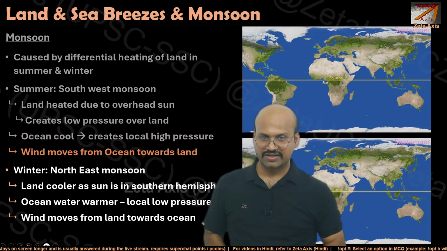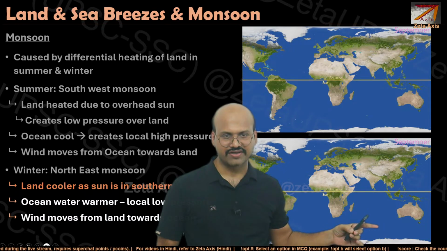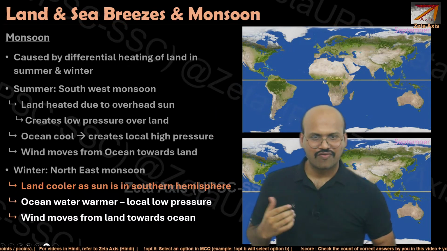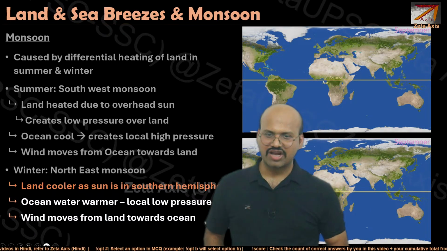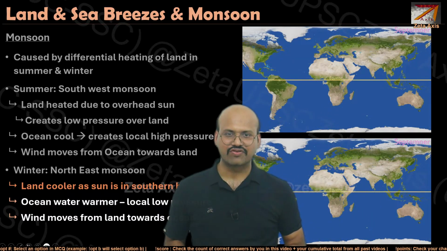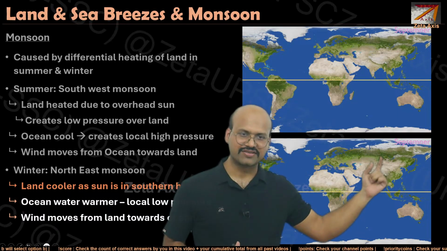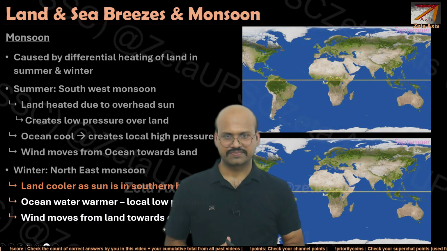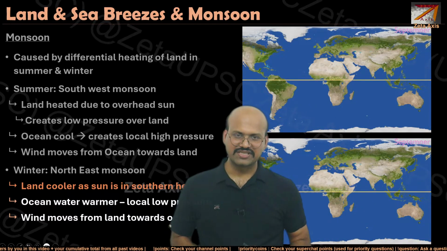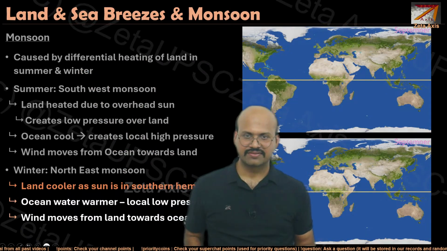But what happens when the winter comes? We see that land is cooler as the sun is in the southern hemisphere. It is located over here. Therefore, our land is very cool. It cools down faster than the water. Therefore, water is now warmer. Water has low pressure. The wind will now move from land towards the ocean. That is why during the winter we see reversal of the winds, and now northeastern winds, that is winds from the Himalayas, will blow towards the Indian Ocean. So this is pretty much similar to the land and sea breezes, but it occurs annually, while land and sea breezes occur daily.